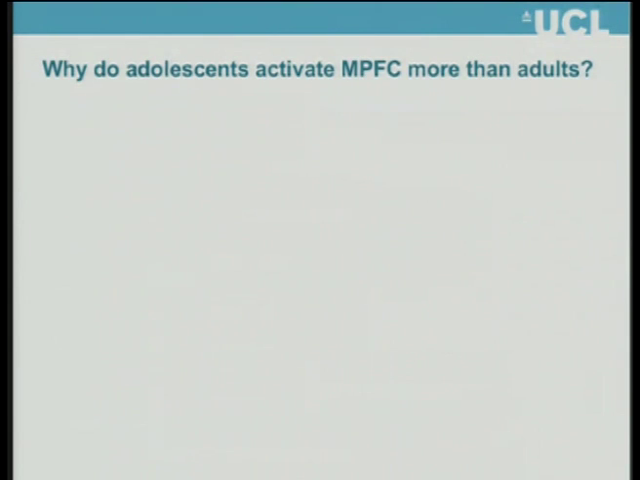The question is why, and the answer is we have no idea yet. This is a very new field. It's only really 3 or 4 years old, and people are only just starting to think about why adolescents activate medial prefrontal cortex more than adults. One possibility is that they're using different cognitive strategies to do these tasks. So maybe, for example, adolescents have to conjure up specific instances of these things happening to them, whereas adults can answer these questions or think about these scenarios in a more automatic way.